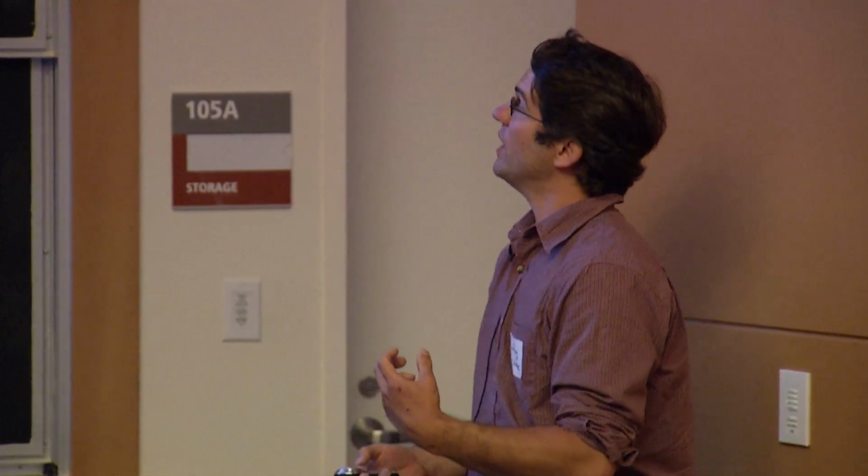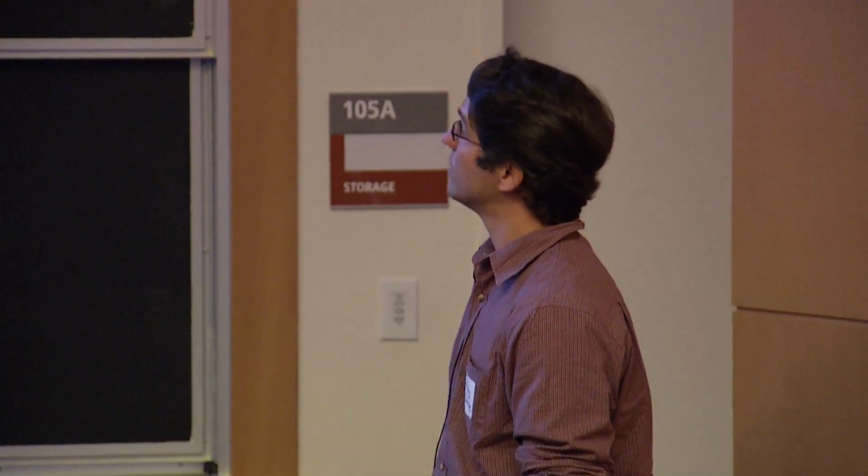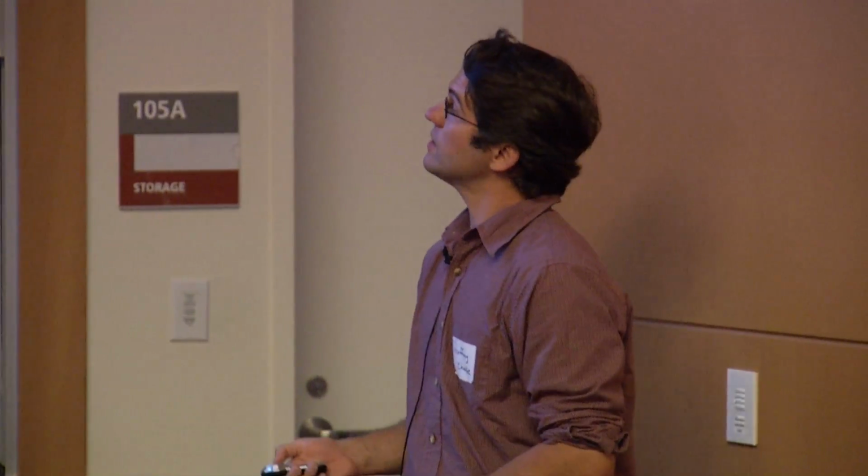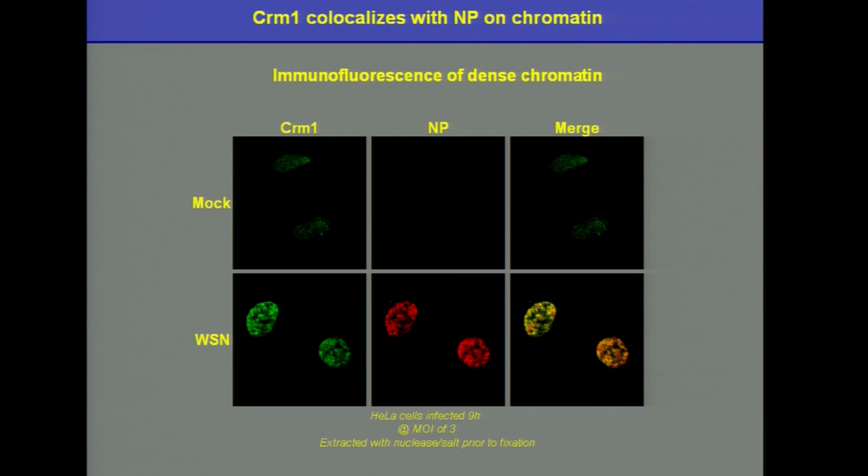And now to confirm that the Crm1 is actually located at the same site where these export complexes are being assembled, we performed immunofluorescence. But in this case, the immunofluorescence isn't of normal cells, but rather we also fractionated the cells so that what you're looking at here is the dense chromatin fraction of the cell. So what you can see here is when we infect cells with influenza virus, Crm1 does indeed accumulate on this chromatin fraction, and it co-localizes very well with the viral nucleoprotein, which is a marker for the vRNPs. And this is only seen at very late time points of infection when these export complexes are being formed.